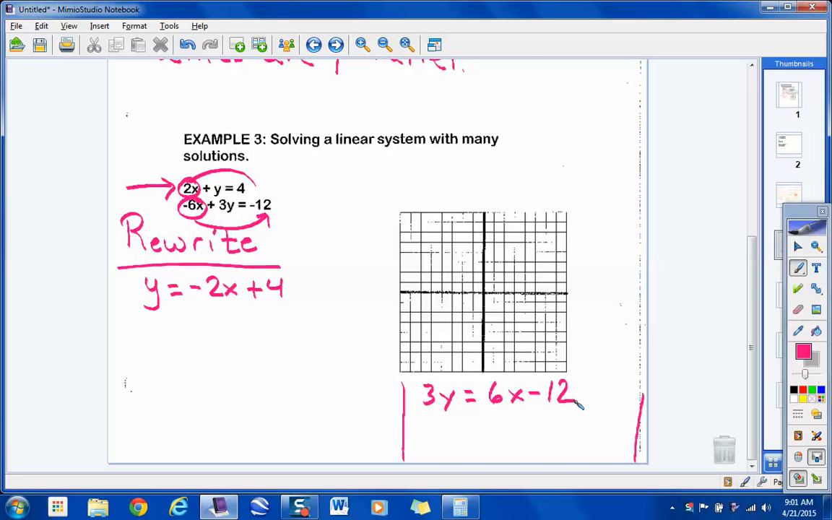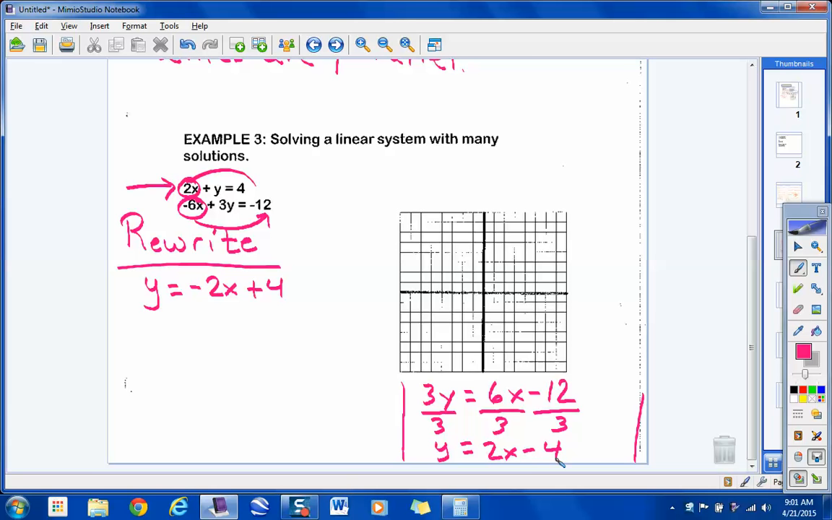Anybody? What do I have to do next to get y alone? Divide everything by 3. What are 3's going to do right here, kids? Cancel. So I have y equal, how about the 6 divided by 3? 2x. How about the negative 12 divided by 3? Minus 4.